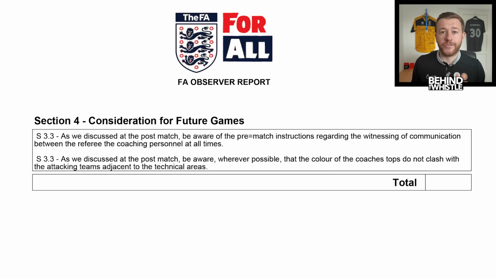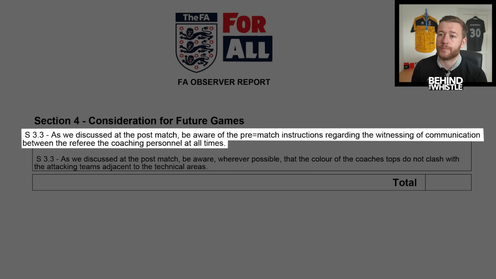And then in these observations, there is a fourth section, and that is called considerations for future games. So these are things that the observer has noticed that they want to provide feedback on, but it's not something that has enough impact to negatively impact your score. So for me, Section 3.3, as we discussed at the post-match, be aware of the pre-match instructions regarding the witnessing of communication between the referee and the coaching personnel at all times.